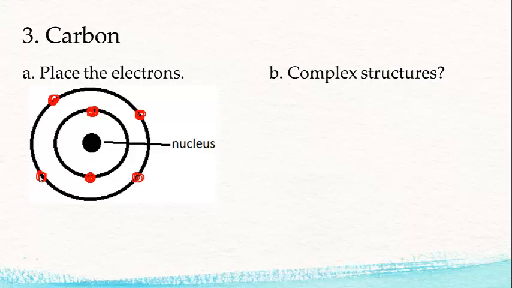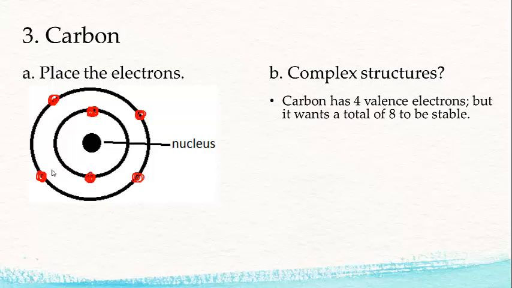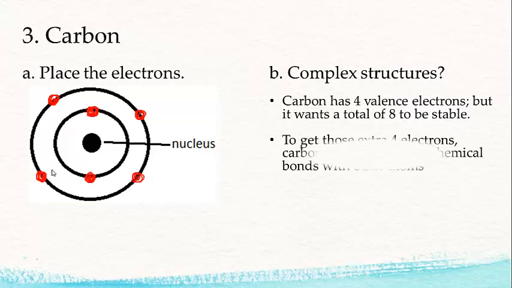So here are my 4 electrons in the second energy level. Now for carbon, this is a really big deal because this allows carbons to form very complex structures. So carbon has 4 valence electrons. Those are the ones in the outer energy level. But it wants to have a total of 8 to be stable. We call that a full octet.